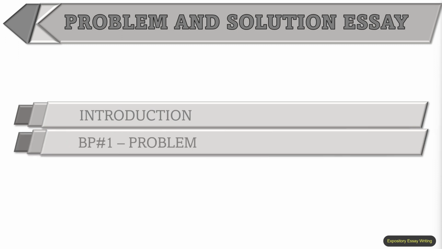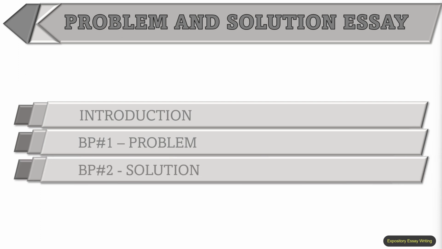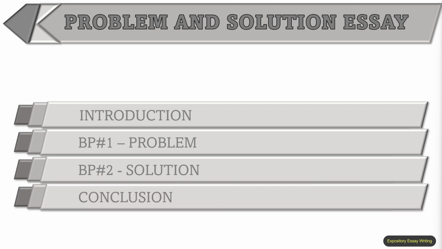In body paragraph 1, you will present the problem in its full extent. Body paragraph 2 will focus on a possible solution which shouldn't be hard to implement or unrealistic. Then you finish with a conclusion where you encourage your readers or audience to become part of the solution and promote it.